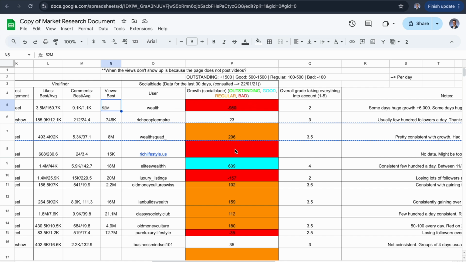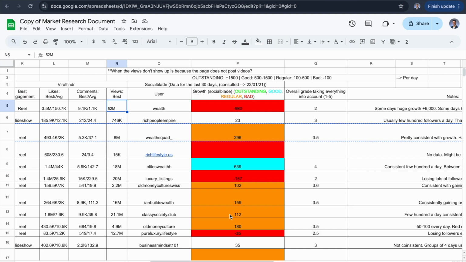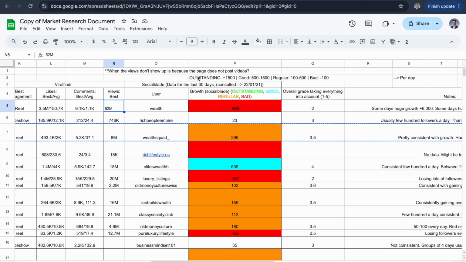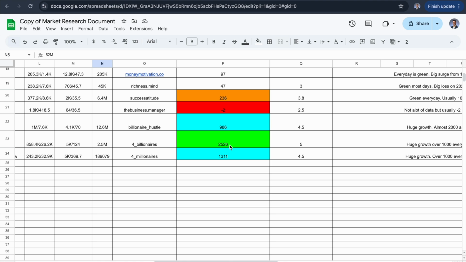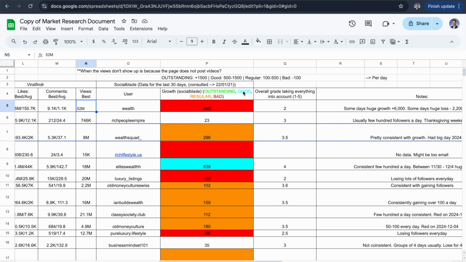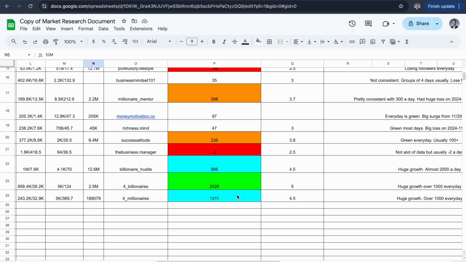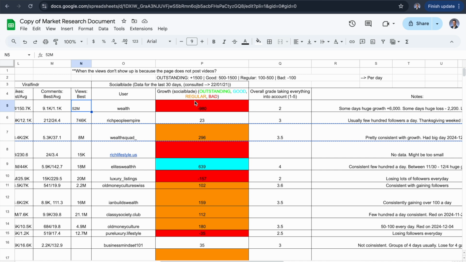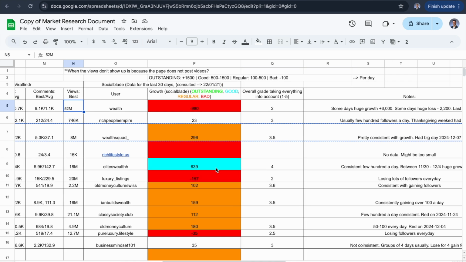And then I separated these by colors. So I have some green, so I guess only one green. And up here I have a little key. If they're gaining plus 1,500 followers a day, then it's green. So you can see this is the only one that's 2,500 a day, which is pretty good. Good is just 500 to 1,500 followers a day, which is also pretty cool. So good for them. And then you have regular, which is 100 to 500, and then bad, minus 100. So obviously just minus followers is never a good thing.